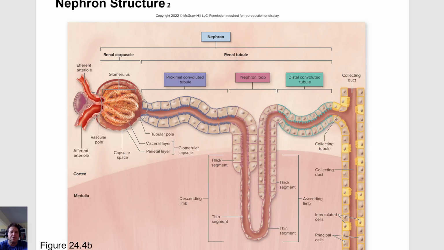So there's a little bit closer up view of it, looking at the histology of it as well. You've got the renal corpuscle here, and then the tubules. Those are the two parts of it, the corpuscle and the tubules. Again, the corpuscle has the glomerulus on the inside and the glomerular capsule on the outside, which collects the fluid coming out of the blood and sends it into the proximal convoluted tubule, where a lot of things are reabsorbed. Then it goes down into the nephron loop, the descending limb, makes the curve, and goes back up into the cortex again.